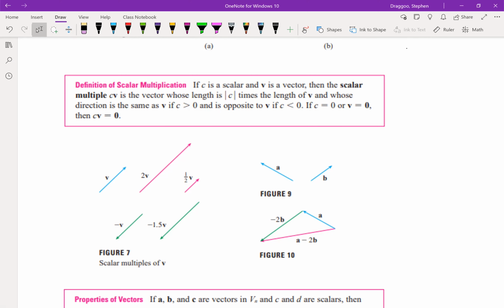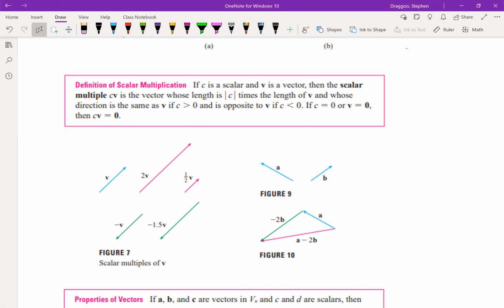So that multiple is the absolute value of c, or the magnitude of c, times the length of v. And the direction is the same as v if c is positive, but it's the opposite direction of our vector v if c is negative. And then if c is 0, or if v is 0, then the scalar multiplication of c times v will come out to 0. So it doesn't matter if our scalar or our vector is 0, they both come to 0.